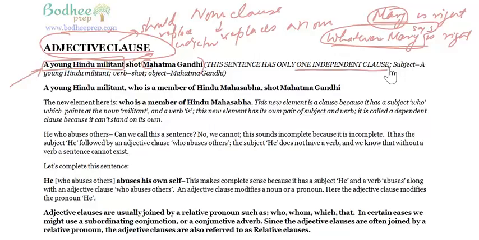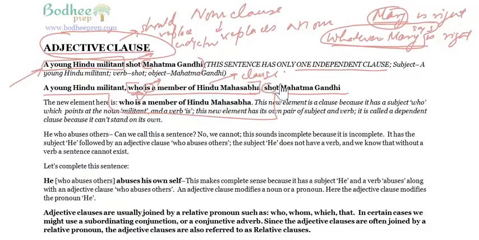Now let's go ahead and add something to it. A young Hindu militant who is a member of Hindu Mahasabha shot Mahatma Gandhi. So this particular addition, something has been added, and that addition is who is a member of the Hindu Mahasabha. Now, this is a clause. Why do I call it a clause? Because it has a verb, and this verb belongs to who?